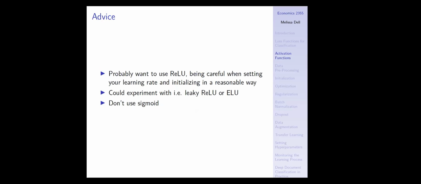And so what's the summary? You probably want to use ReLU. You need to be careful when you set your learning rate and initialize in a reasonable way. Both are things we're going to talk about subsequently in this lecture. And you could experiment with leaky ReLU or the exponential linear unit, and just don't use Sigmoid. Like, you would not do that.